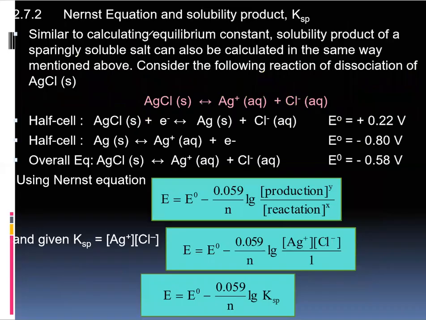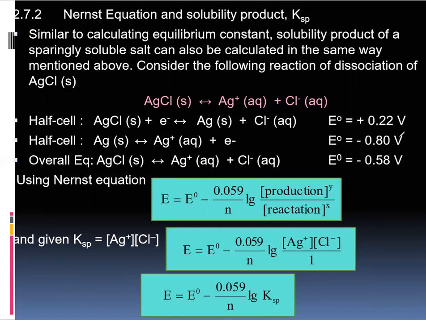Okay, so we're almost done. This is going to be the last one under our Nernst equation. We looked at the Nernst equation and our equilibrium constant, and now we'll be looking at the Nernst equation and our solubility product, that's Ksp. That's Kc, this is Ksp.